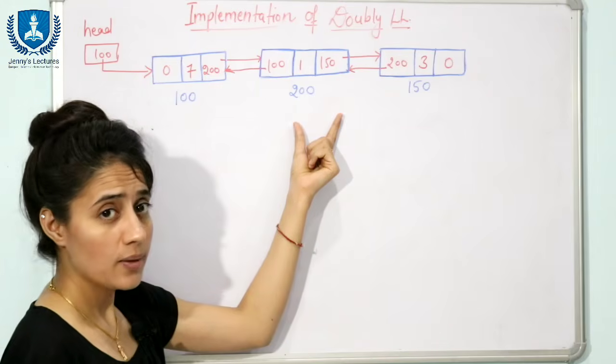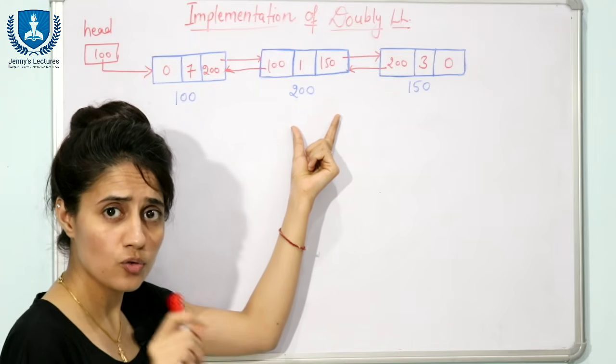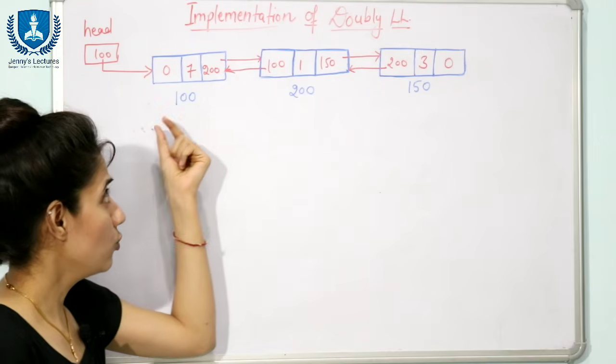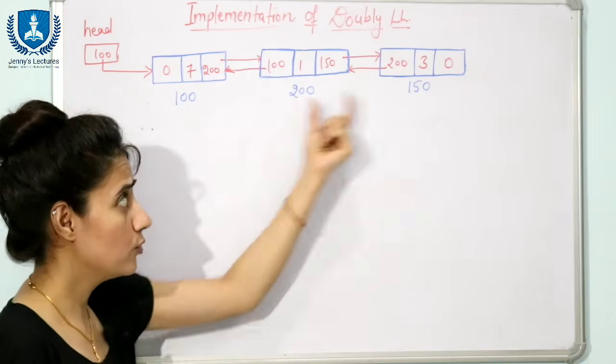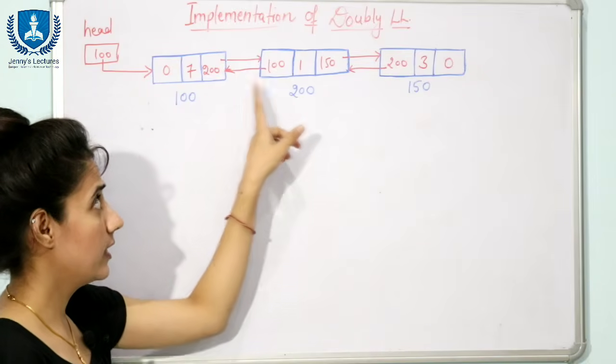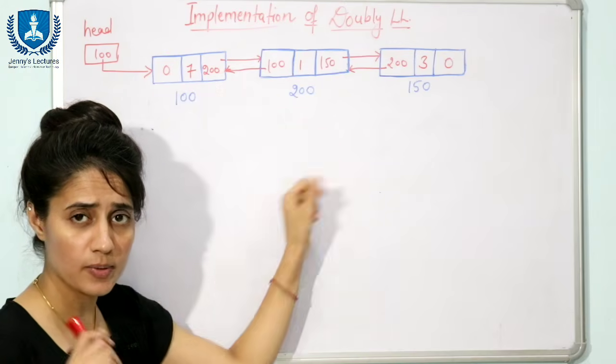We are going to represent a doubly linked list. Logically, we have discussed the introduction of doubly linked list in the previous video. Fine. So now we are going to create a doubly linked list having 3 nodes only, and after that we are going to display the data like 7, 1 and 3. This is how we are going to display the data.